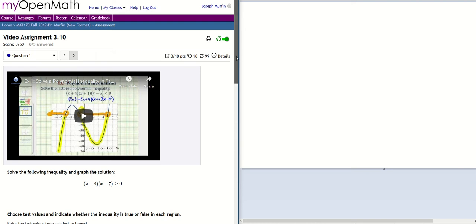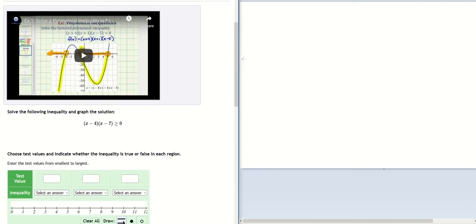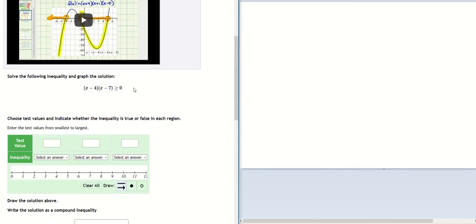Hey guys, just a quick example of how to do this particular problem on MyOpenMath. So this is in the video assignment. So we're trying to solve this inequality. So the first thing we need to do is figure out what are the zeros of this function.